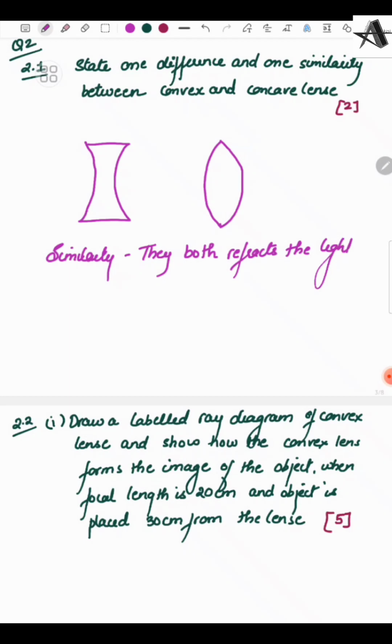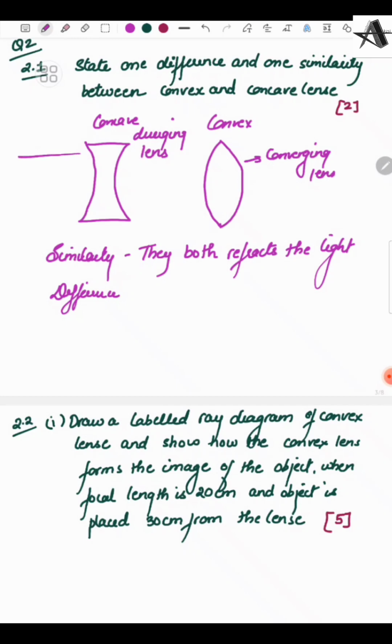Now the difference is how they are exactly refracting the light. That tells us the difference. When a light enters a concave lens, this is a concave and this one is a convex. This concave is also called a diverging lens, whereas this convex is also called a converging lens, and from here the difference arises. Definitely they are both refracting, but this lens refracts the light and moves it away from each other. That means concave actually diverges the light. This lens diverges the light.